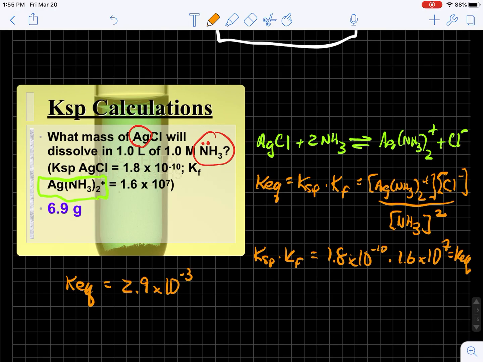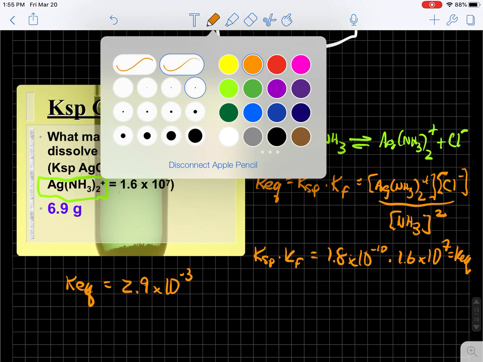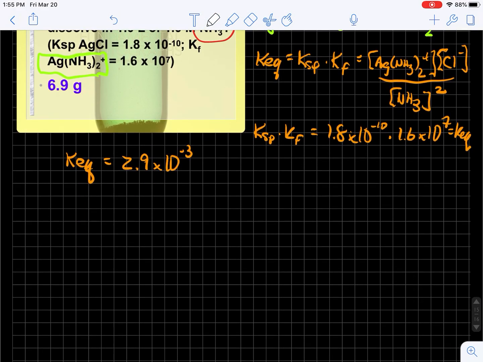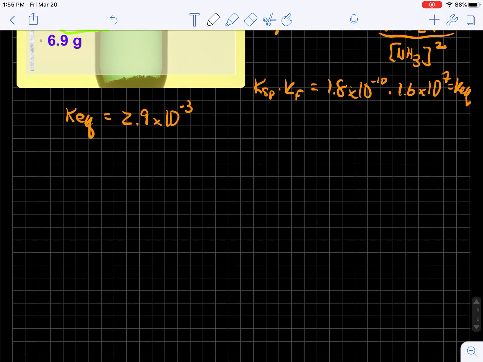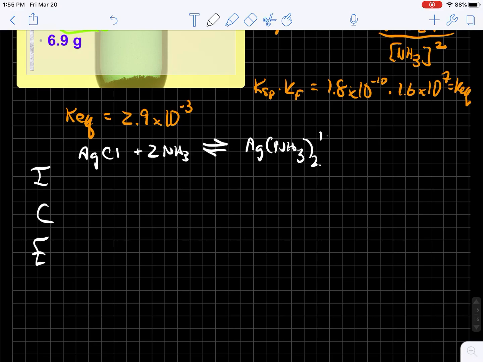And that's going to be really close to our 5% issue. So when I set up my equilibria chart, I'm going to use the quadratic. So I get my chart: initial, change, equilibrium. We have the silver chloride plus 2 moles of ammonia produces the diammine complex plus chloride, and make my little columns.